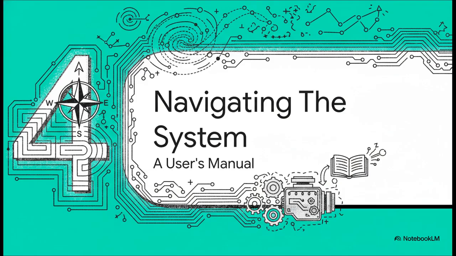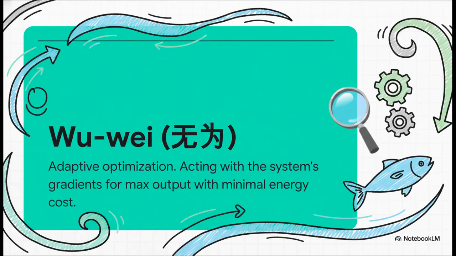to the most important question of all. How do you use it? This section is the user's manual for reality. And the key principle here is Wu Wei. Now, this gets translated a lot as doing nothing, but that is completely wrong. Wu Wei is all about adaptive optimization. It's the art of frictionless action, of moving with the currents of the system, not fighting against them, so you can get the most done with the least amount of effort.